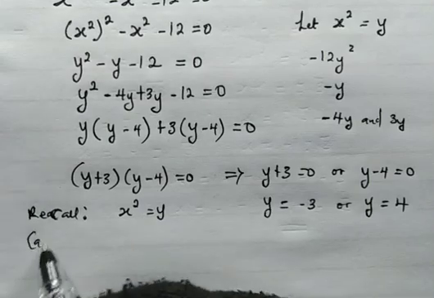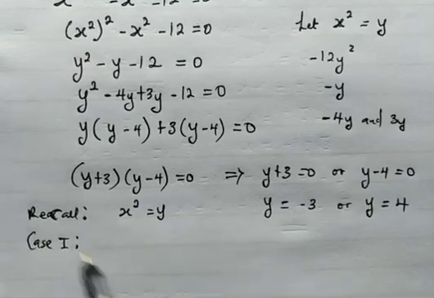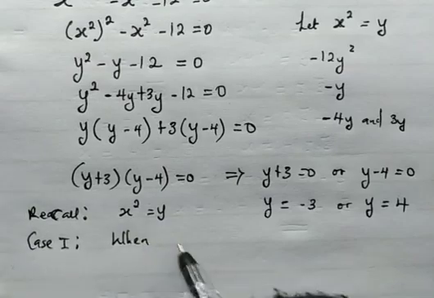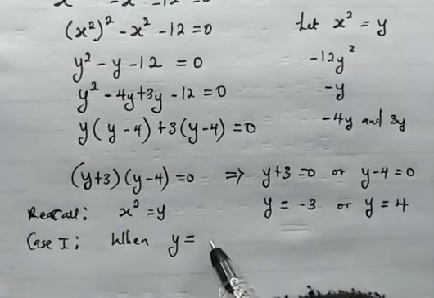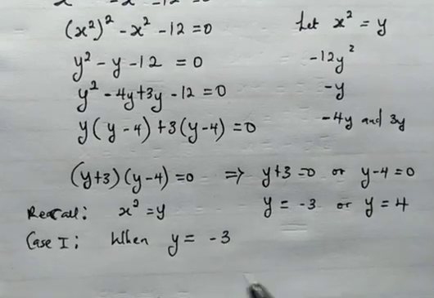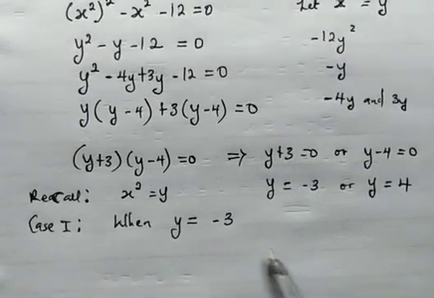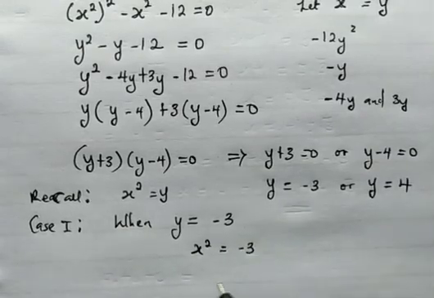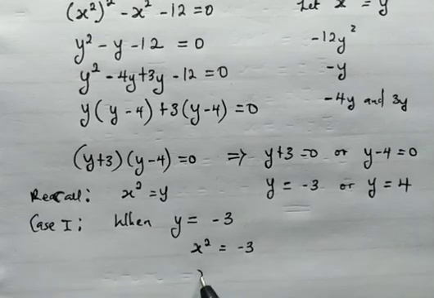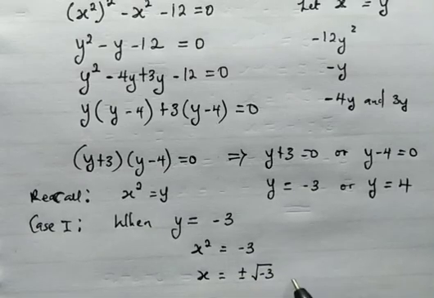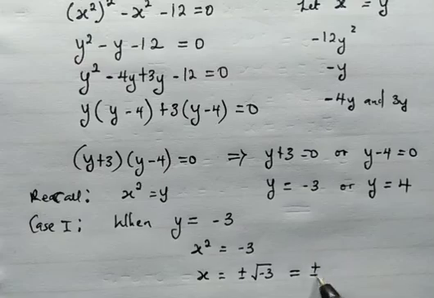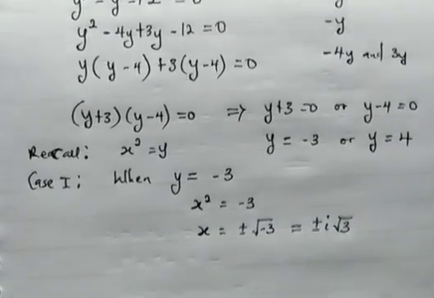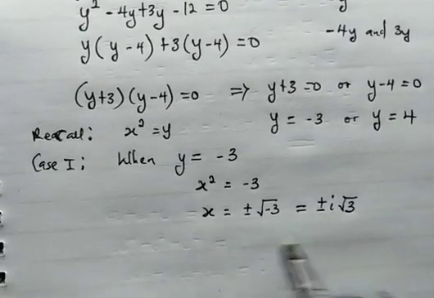So case 1, when y is equal to negative 3, we get x squared is equal to negative 3. And when we take the root of both sides, we get x is equal to plus or minus the root of negative 3, which is equal to plus or minus i root 3. So this is an imaginary solution, right?